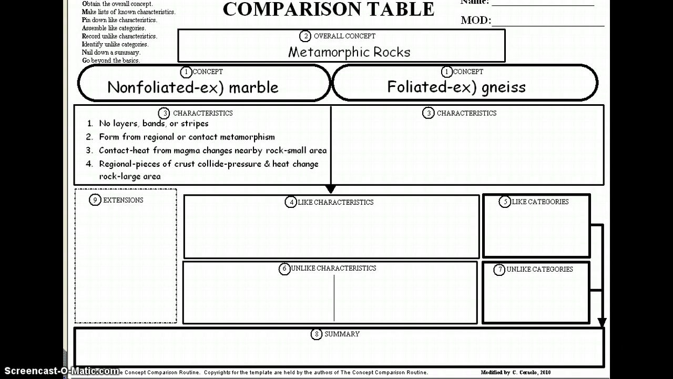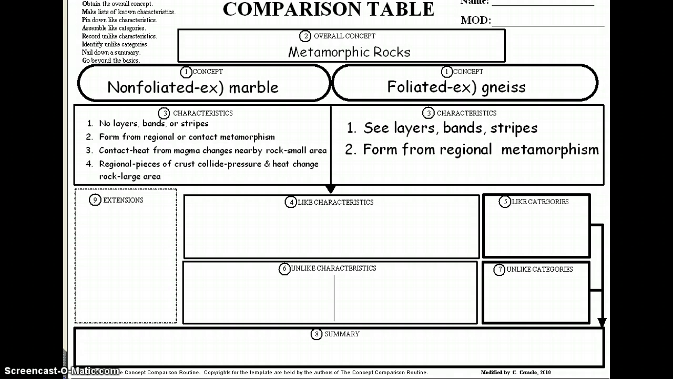Now, on the other hand, foliated metamorphic rocks have layers, bands, or stripes. So you're going to see foliation in them. These types of rocks are going to form from regional metamorphism. So again, areas where pieces of Earth's crust collide, rocks get pushed down, they're going to get exposed to pressure and heat. Now what happens is the pressure pushing down on the rock causes the grains to become foliated. This is where you get those layers, bands, or stripes.